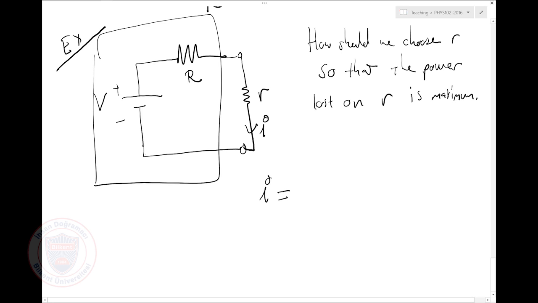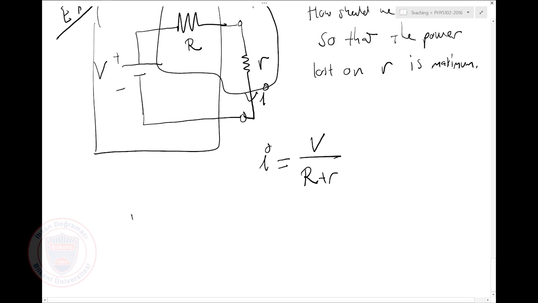What is the total voltage across this? What's the battery voltage? It's V. What is the equivalent resistance? You know this from high school, right? Series resistances just add up, R plus r.